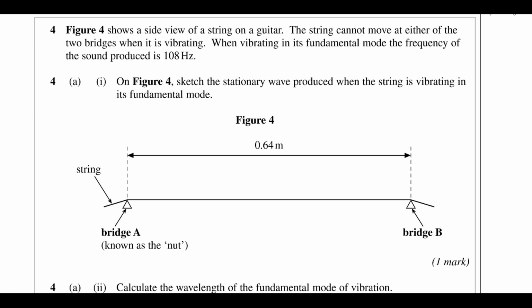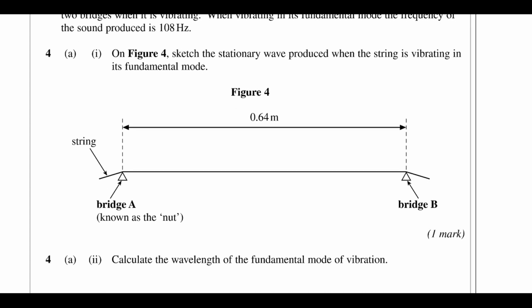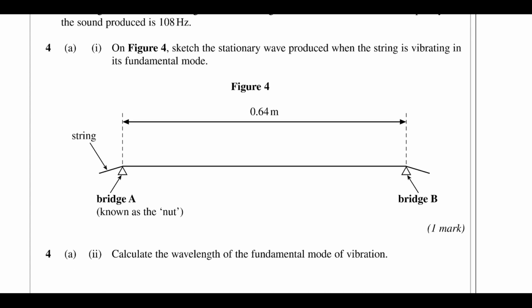Okay, so we've got a side view of a string on a guitar. So we're going to be looking at stationary waves in this question. That's what's going on with the guitar. It says it can't move at either bridge, so we've forced A and B to be nodes. When it's vibrating in its fundamental mode, the frequency produced is 108 Hertz. Sketch the stationary wave produced when the string is vibrating in its fundamental mode.